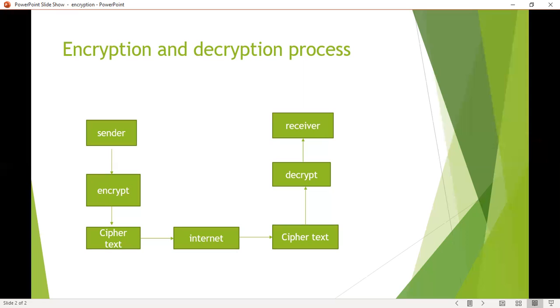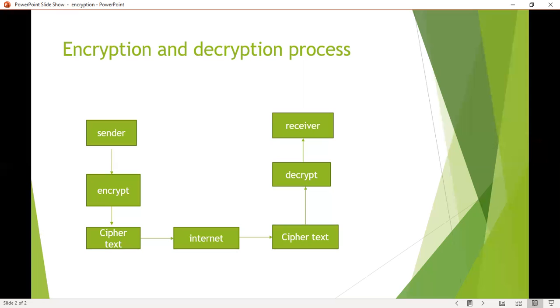So we can define encryption as converting a plain text message into an unreadable format. Now what is the decryption process? Converting the unreadable format back into plain text is the decryption process. So this is the encryption and decryption process.